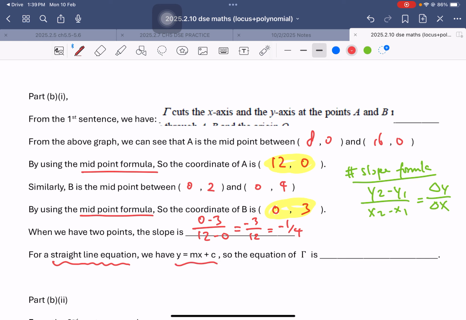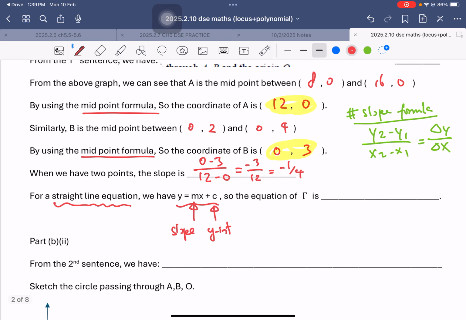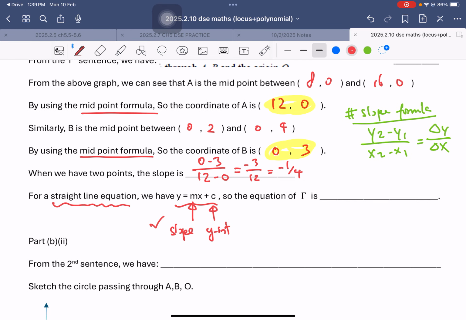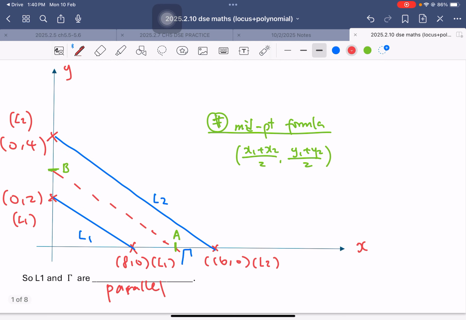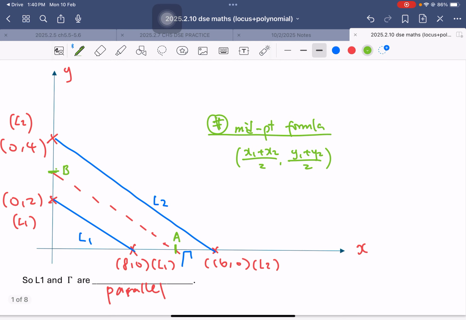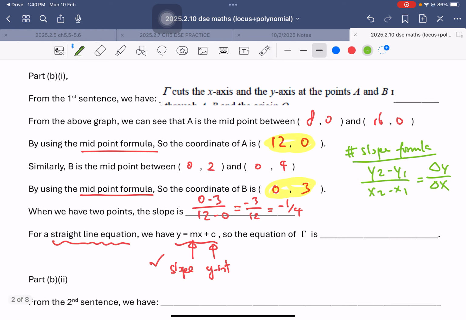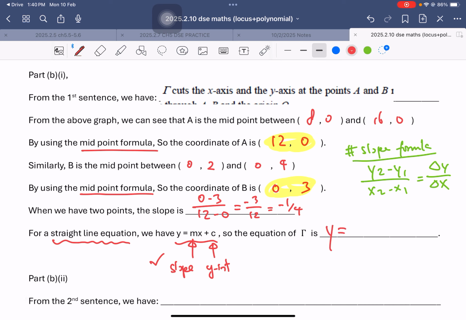So for a straight line equation, what is the format? y equals mx plus c. What's the meaning of this m? That's the slope. And what is the c? The y-intercept. Do we have the slope? We have the slope. Do we have the y-intercept? From the graph, the y-intercept is just point B, isn't it? So that's going to be (0, 3). So the y-intercept is just 3. So the equation of the torque is going to be y equals mx plus c. m is negative 1 over 4, x plus c, which is 3. So that's your final answer. Understand? If you can draw the graph yourself, then you can actually get what you need to write.